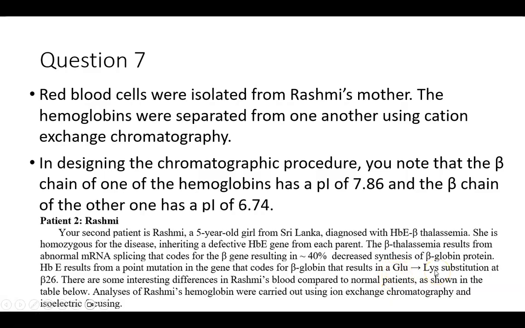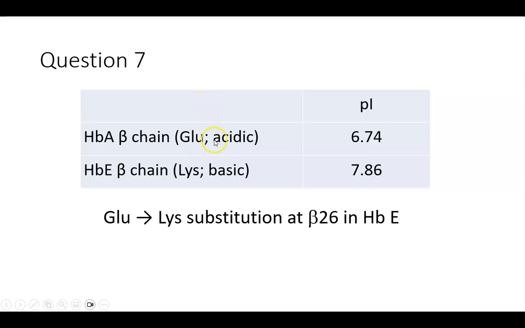So what that means is that if hemoglobin A is normal and has a glutamate residue, that's acidic. And if there's a lysine substitution, that's basic. That's a big enough change that you're going to get a big difference in pI. So the acidic change is going to give you a more acidic pI, and the basic residue is going to give you a more basic pI.